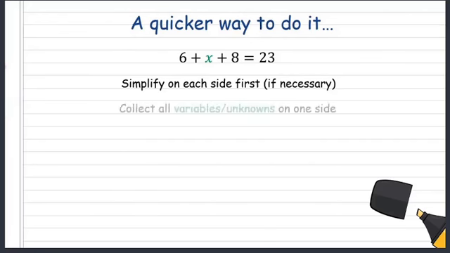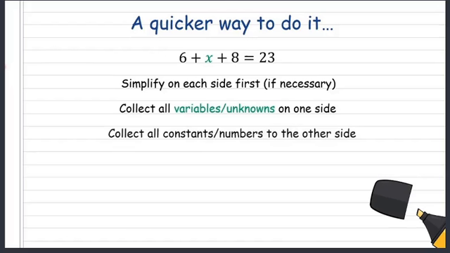The second step is to collect all variables or unknowns on one side and to collect all the constants, or numbers, on the other side, right? So let's do that. Let's simplify first. 6 plus 8 is 14. So let's put that down. 14 plus x is equal to 23.